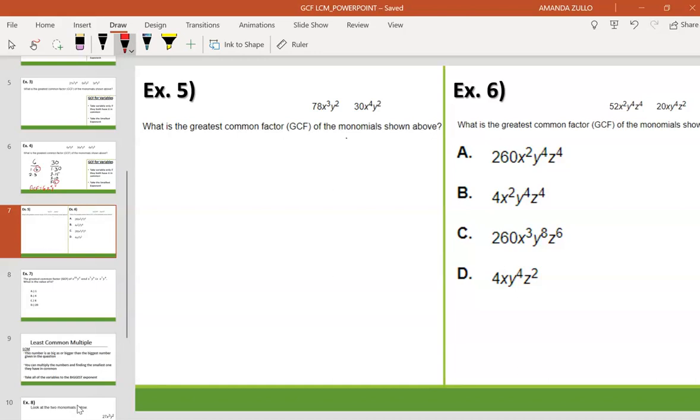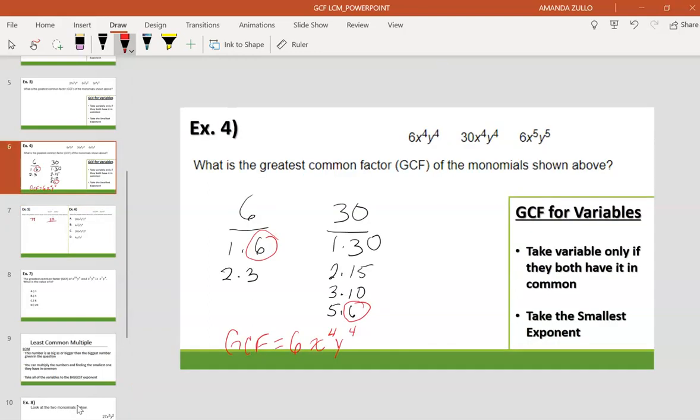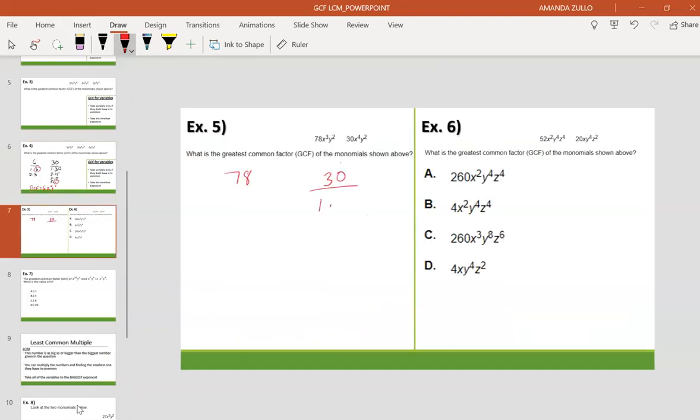Here we have 78 and 30. We already listed the factors of 30. There they are. I'm just copying that down. 1 and 30, 2 and 15, 3 and 10, 5 and 6. Sorry if there was a little pause there. Okay, now all of my factors for 78. Obviously we have 1 and 78.